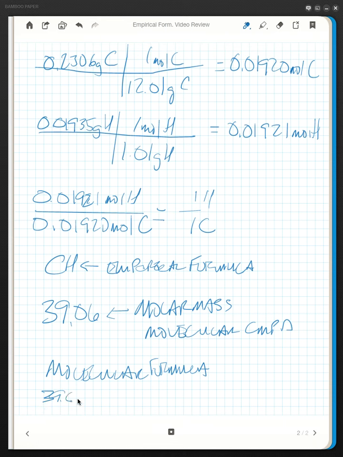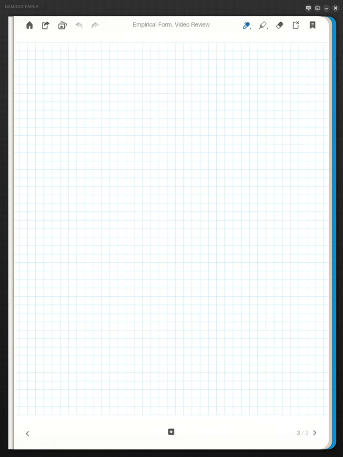So you end up with 39.06 grams divided by 13.02 grams, and you end up with 3 as the number. So 3 times CH, and your molecular formula is C3H3. So they have something like that. Let's do one more problem, or how about I set it up?